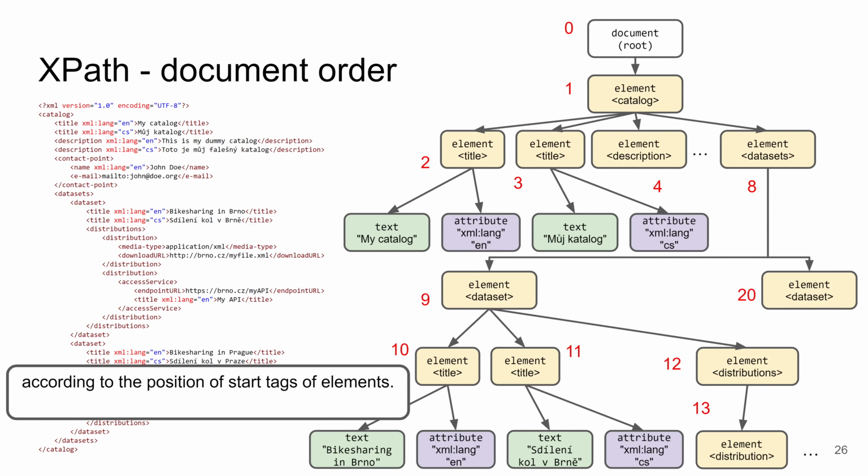So in this case, the document root has 0, the element catalog has 1 because the first start tag is 1, and take a look at the XML representation of the data on the left. Then we have the title element, then another title element, then description, then another description. Then we have the contact point element. Then we go inside, we have the name element, the email element. Then we go outside and we have the data sets element, which is number 8, and so on. So the document order number is determined by the start tags of elements.